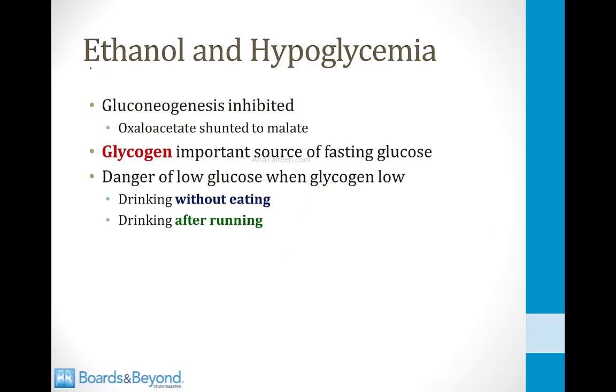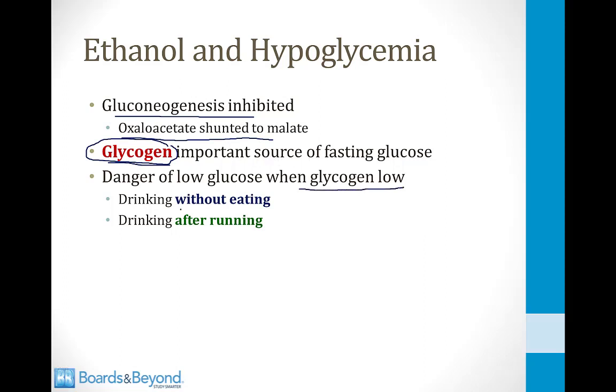So let's talk in a little bit more detail about heavy consumption of ethanol and hypoglycemia. As we just discussed, when you consume lots of alcohol, gluconeogenesis becomes inhibited. This is because oxaloacetate is shunted to malate in the setting of high NADH. This means that glycogen becomes very important because gluconeogenesis is not working. If you want to maintain a normal fasting blood sugar level, you need your glycogen in order to do that. This means the greatest danger of hypoglycemia occurs when you drink alcohol when your glycogen is low.